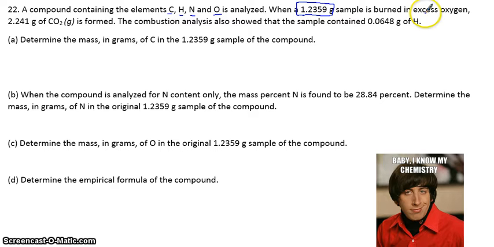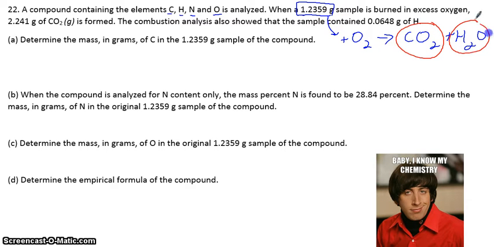Now we burn it in excess oxygen. Remember, anytime you burn it in excess oxygen, you're effectively reacting this compound plus O2, this is a hydrocarbon, and what you get is CO2 plus H2O. Now if you analyze both carbon dioxide and water for their carbon content and hydrogen content, you can find out how much original carbon and hydrogen was in this amount right here. And that's what they tell us. They said whenever it's burned in excess oxygen, we have 2.241 grams of CO2 formed.